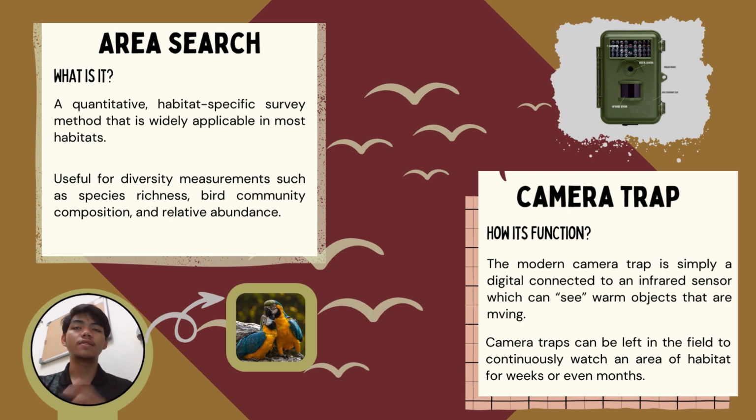Now we're going to look at the last one on how to determine birds in an area, which is the camera trap. This method is very different from other methods because we need a lot of money. We need to buy a modern camera. The camera is simply a digital camera connected to an infrared sensor which can see warm objects that are moving in front of the camera.